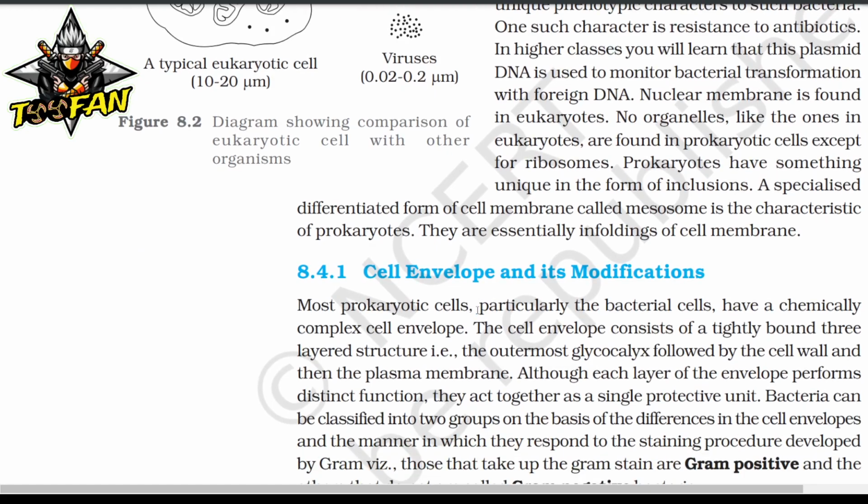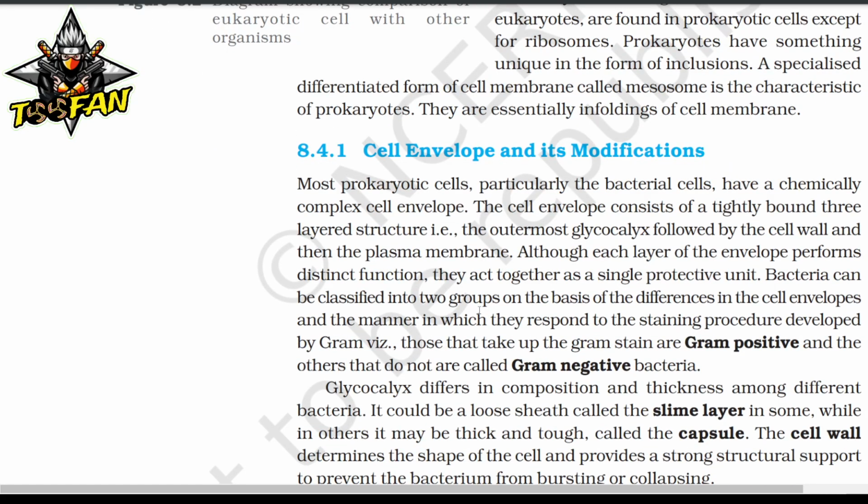Cell envelope and its modification. Most prokaryotic cells, particularly the bacterial cells, have a chemically complex cell envelope. The cell envelope consists of a tightly bound three-layered structure, that is, the outermost glycocalyx, followed by the cell wall and then the plasma membrane. Although each layer of the envelope performs a distinct function, they act together as a single protective unit.